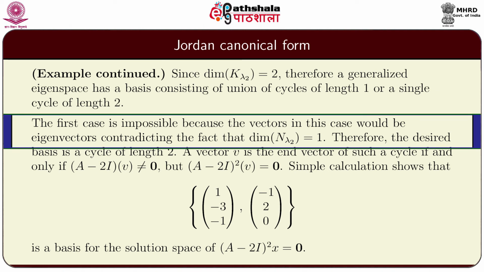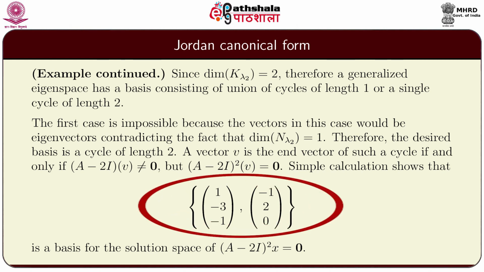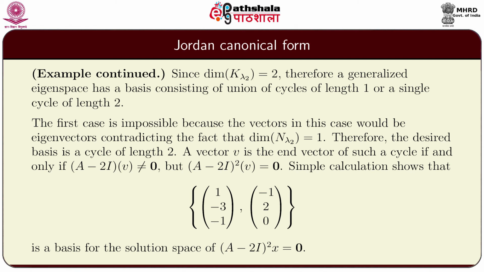Now, we see that the first case is impossible because the vectors in this case would be eigenvectors, contradicting the fact that dimension of N lambda 2 is 1. Therefore, the desired basis is a cycle of length 2. A vector V is the end vector of such a cycle if and only if (A minus 2I) of V is not 0, but (A minus 2I) square of V is 0. And a simple calculation shows that these two vectors 1, minus 3, 1 and minus 1, 2, 0 is a basis for the solution space of (A minus 2I) square x equal to 0.